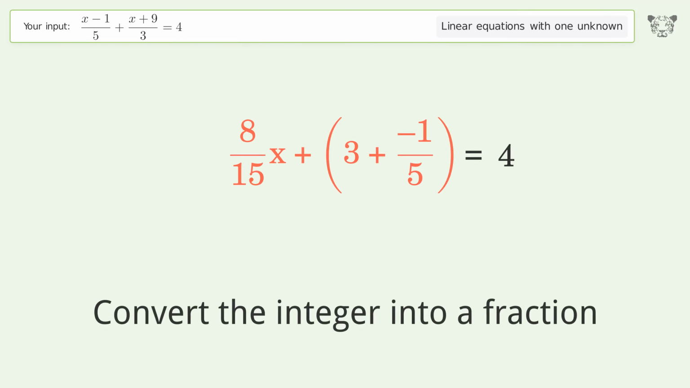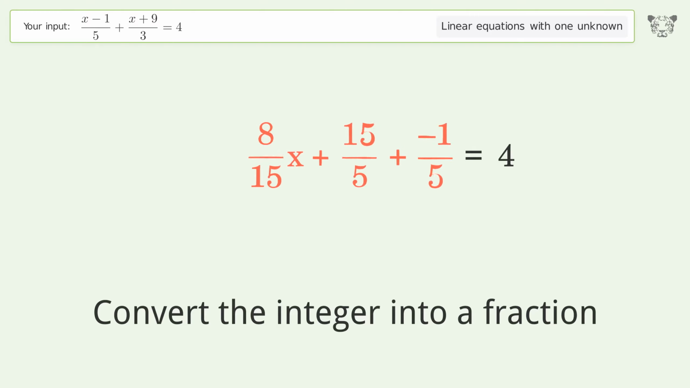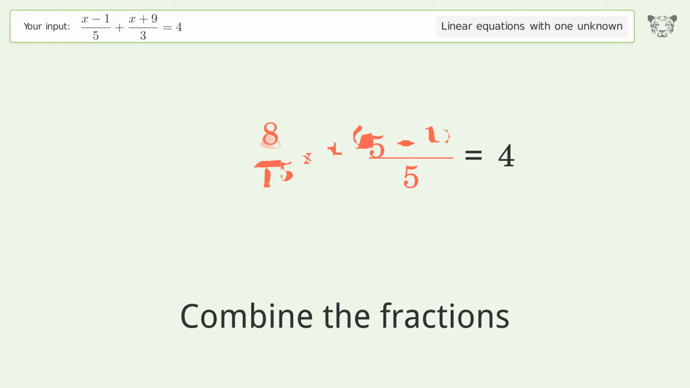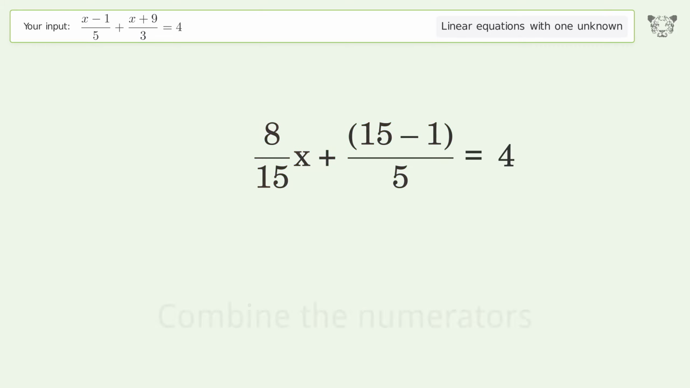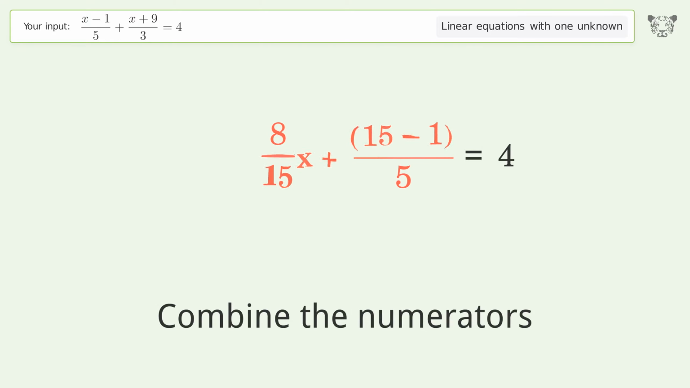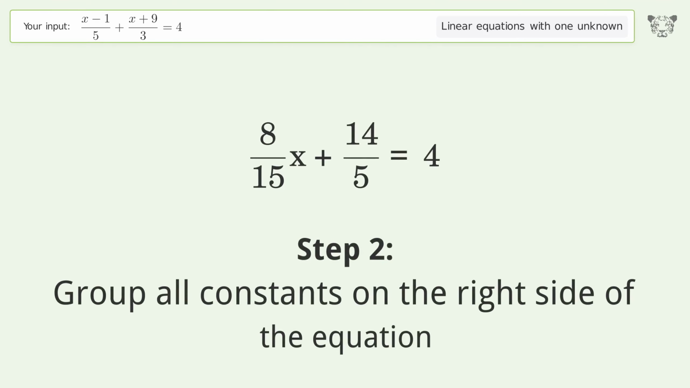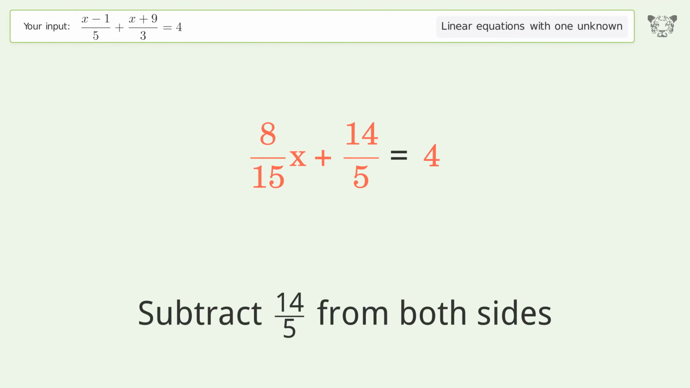Convert the integer into a fraction. Combine the fractions. Combine the numerators. Group all constants on the right side of the equation. Subtract 14 over 5 from both sides.